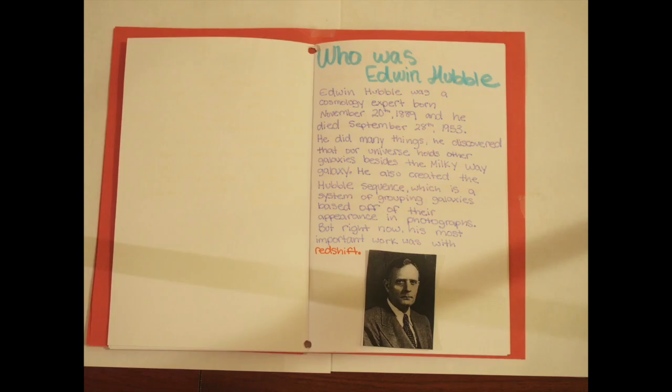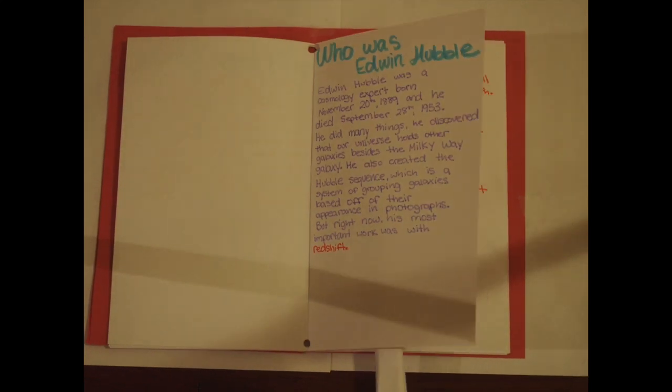Edwin Hubble was a cosmology expert born November 20th, 1889, and he died September 28th, 1953. He did many things. He discovered that our universe held other galaxies besides the Milky Way galaxy. He also created the Hubble sequence, which is a system of grouping galaxies based on their appearance in photographs. But for this case, the most important thing he did was his work with redshift.